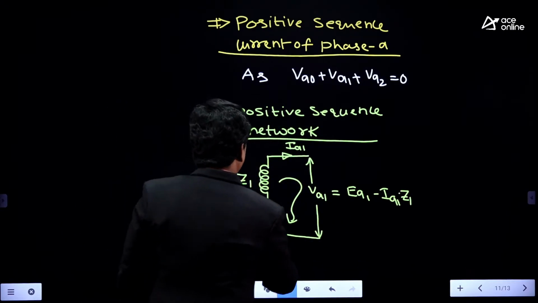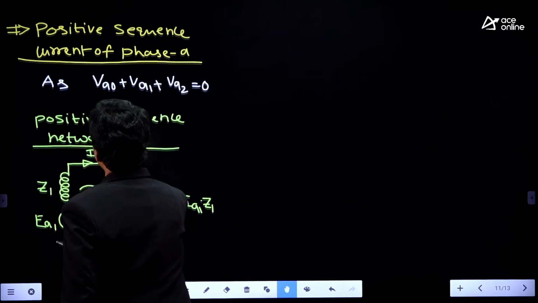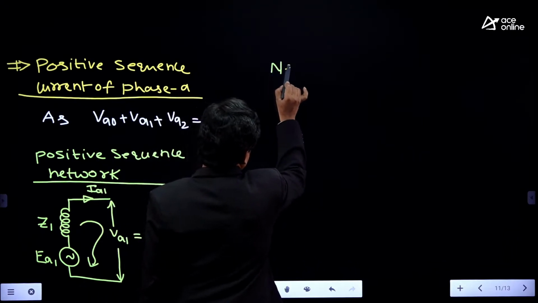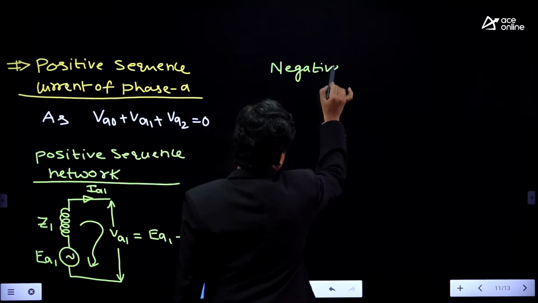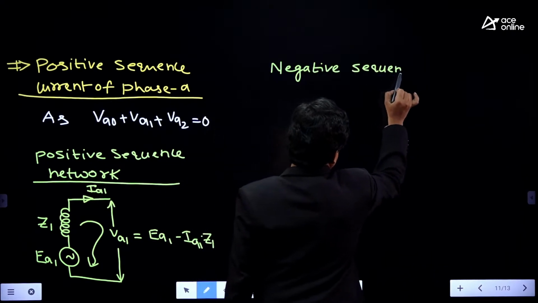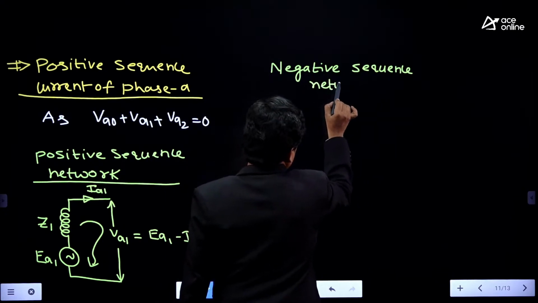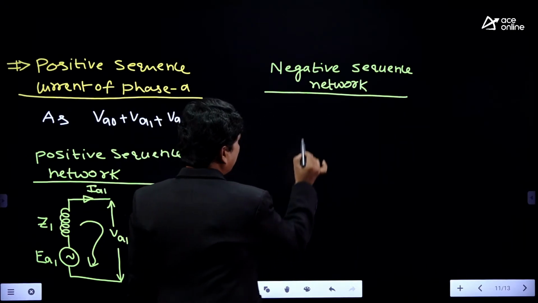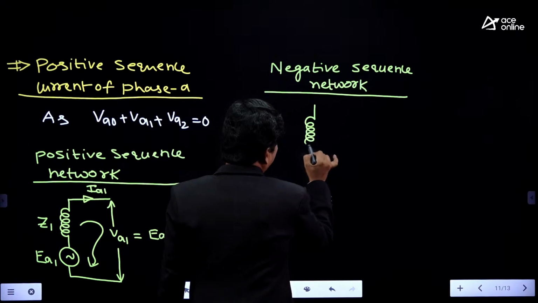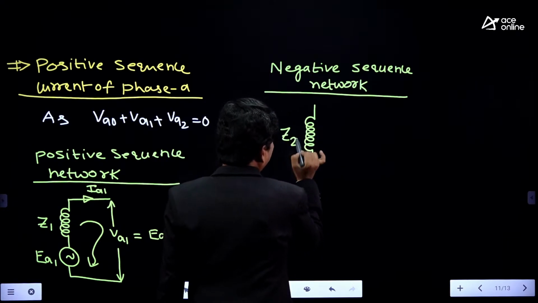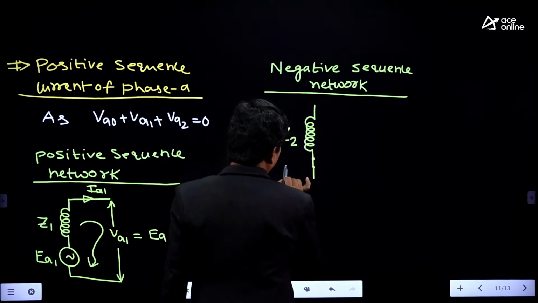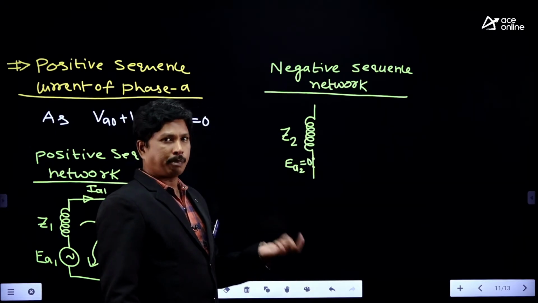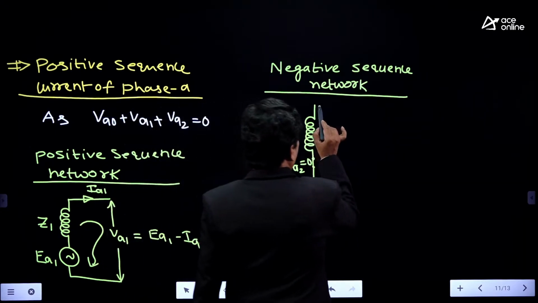And coming to the negative sequence network. In case of the negative sequence network, we don't have a source, we only have the negative sequence impedance Z2, and the negative sequence source will not exist. EA2 is 0. All these basics you will get in chapter 2 and chapter 3 of power system analysis.